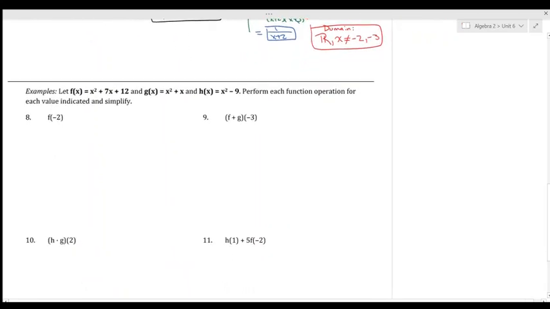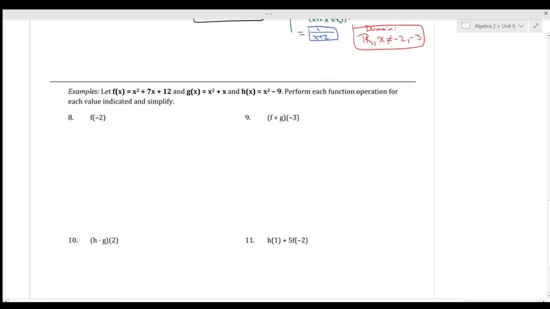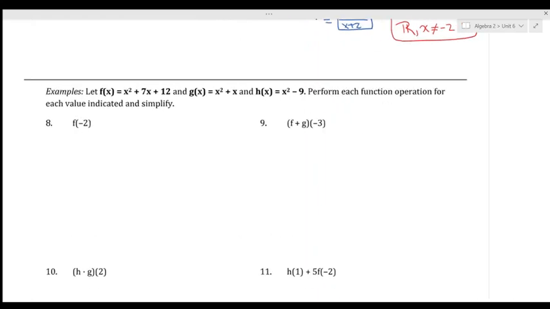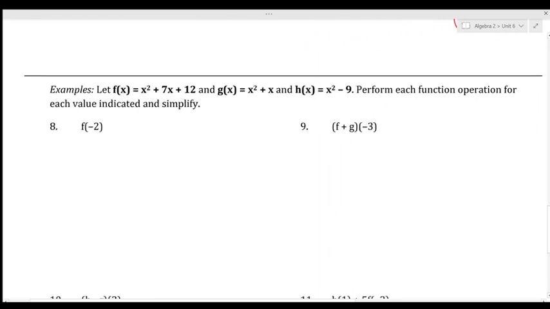So we have f of x equals x squared plus 7x plus 12, and g of x is equal to x squared plus x, and h of x is equal to x squared minus 9. Perform each function operation for each value indicated and simplify. Okay, so we are told f of negative 2.